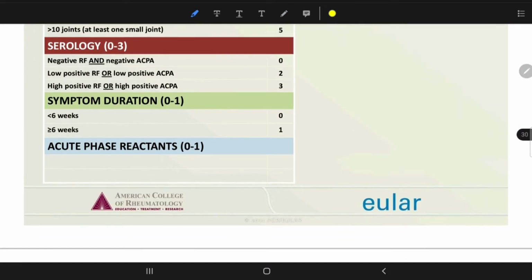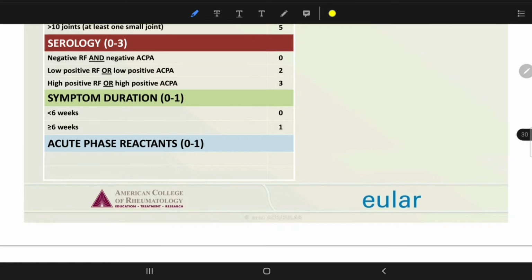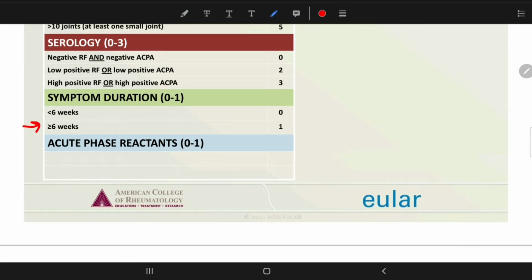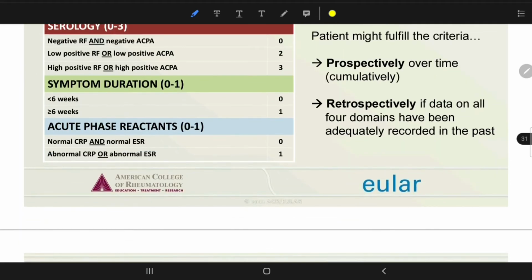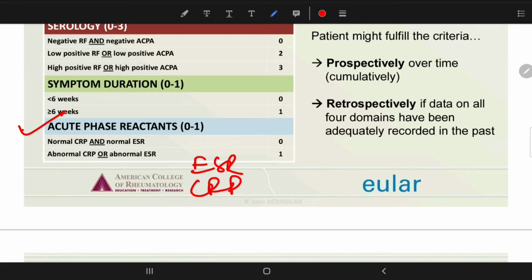Next criteria is your symptom duration. It is simple. If it is more, it is significant: more than 6 weeks. Next criteria is your acute phase reactants. Two acute phase reactants are tested: ESR and CRP. Different labs have different values for each, but usually ESR is positive if it is more than 20, and CRP is positive if it is more than 5. But different labs have different values.